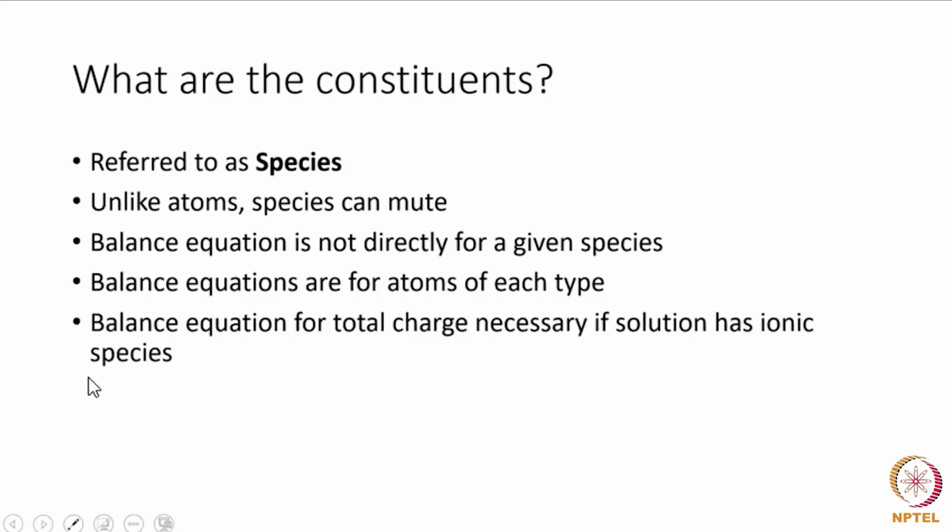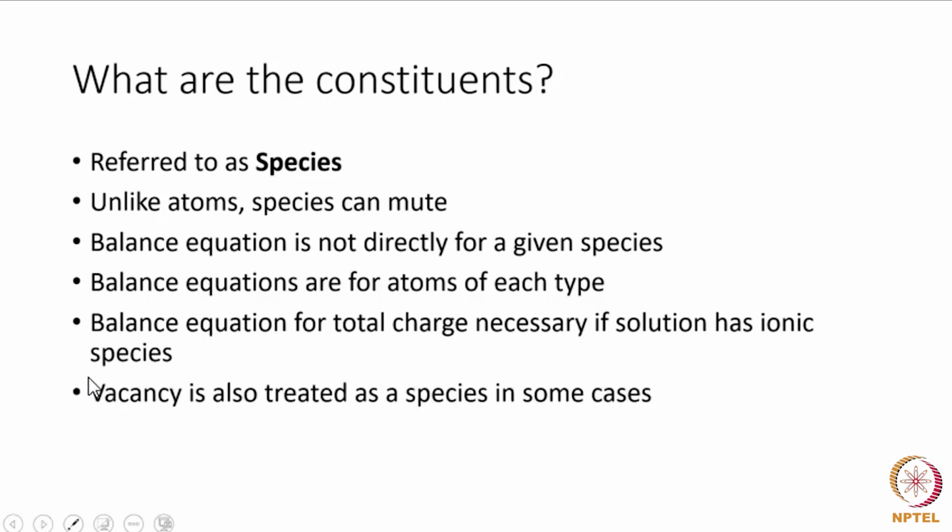In case the system contains ions or ionic species, then in addition to atoms, we also need to have a balance equation for the total charge. Sometimes vacancy is also treated as a species. The reason being that in multi-component alloy systems, when the diffusivities of different species are different, we may need to invoke vacancy as one of the species so that the equations are easier to handle.